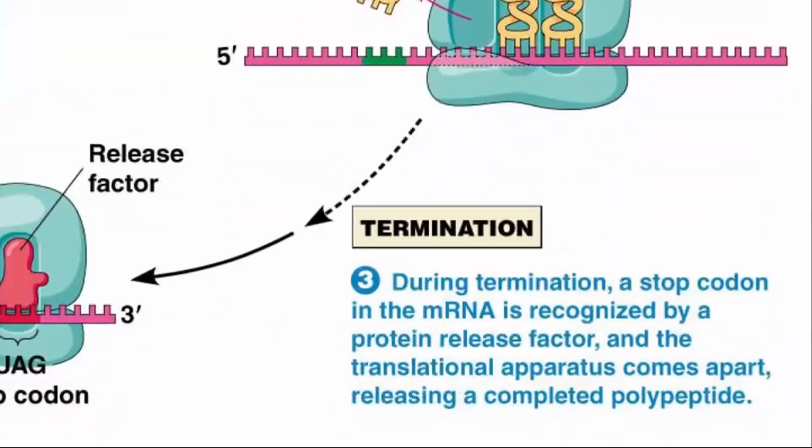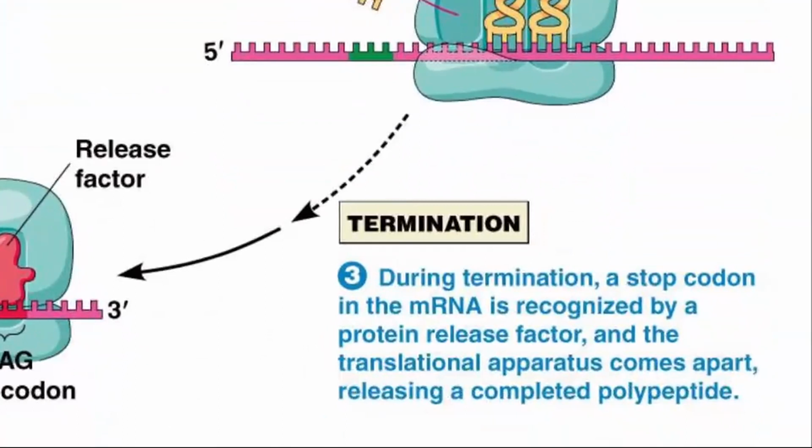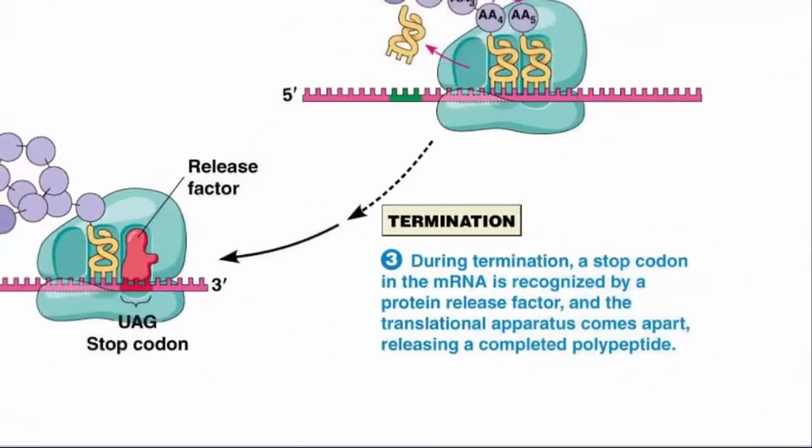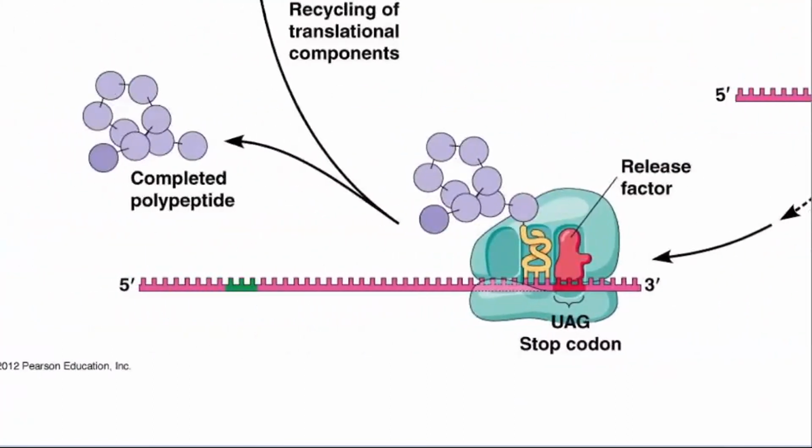Now, how do we stop the process of translation? During termination, when your ribosomal unit encounters what is known as a stop codon, that stop codon interacts with a release factor. Understand that a release factor is not a tRNA. The release factor comes and tells the translational apparatus to come apart. Then, as you can see here, we have completed the polypeptide, in other words, the protein that was synthesized in the process.